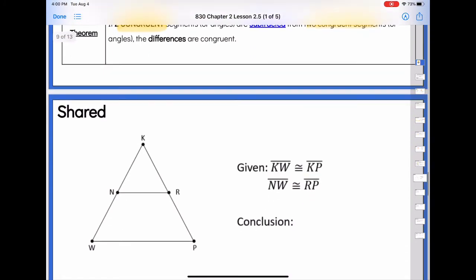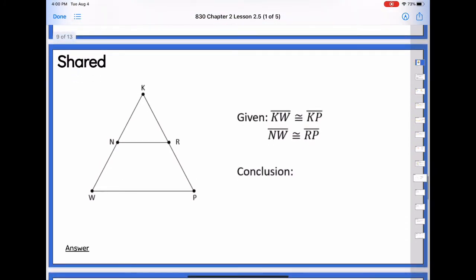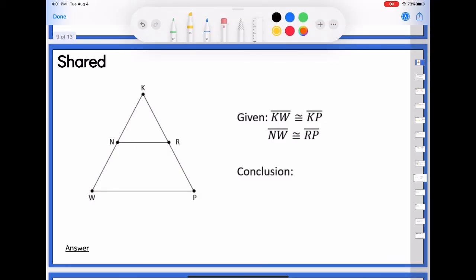Now, just to get you used to it, why don't you take a look at this one and see if you can figure this out now that you have those addition and subtraction properties under your belt. So here we're given that KW is congruent to KP. So this big part over here, congruent to this big part over here. We're given that NW is congruent to RP. What else could we conclude?